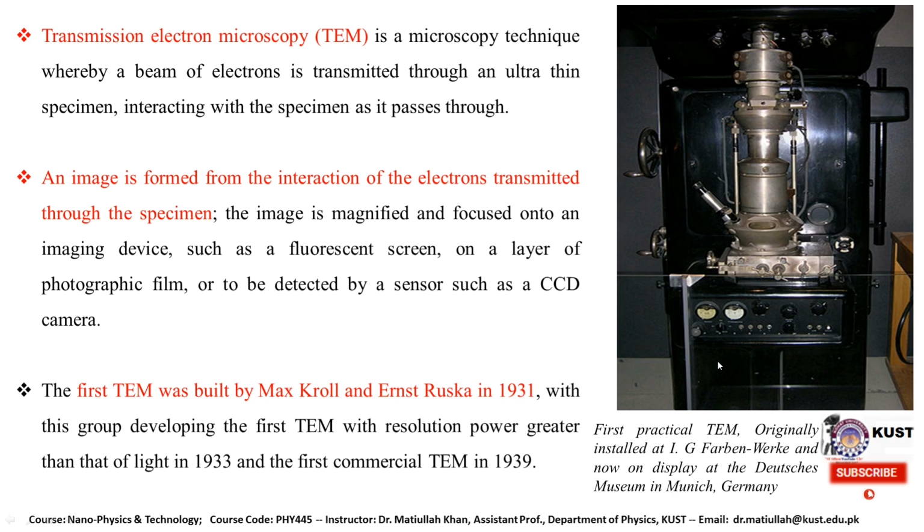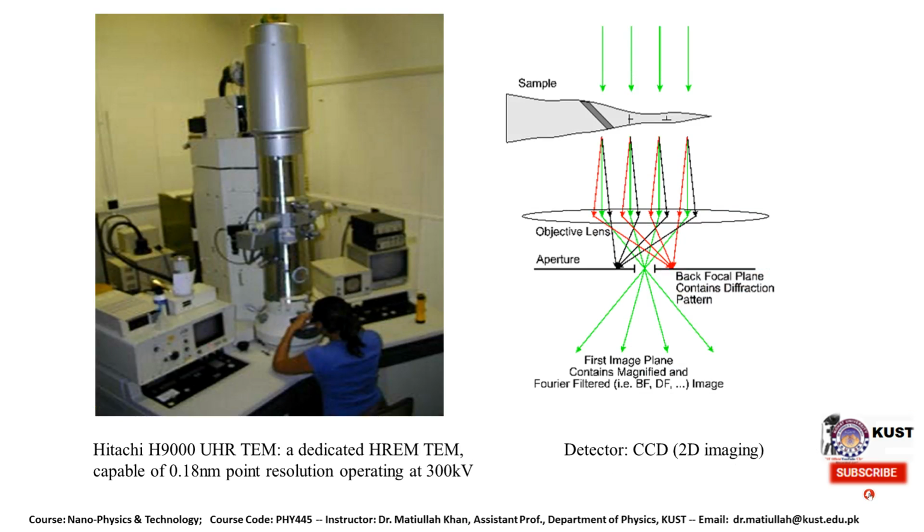This is the history of the first transmission electron microscope, introduced by Max Knoll and Ernst Ruska in 1933 and commercialized in 1939. This is also a Hitachi transmission electron microscope, with a very high resolution. This shows the CCD and a detector, how we can get information from the sample in the case of TEM.